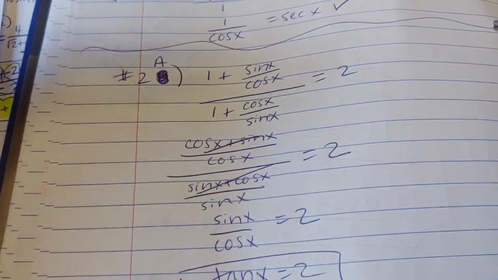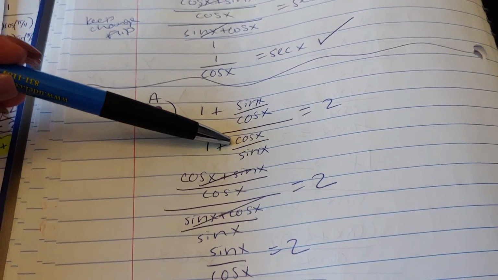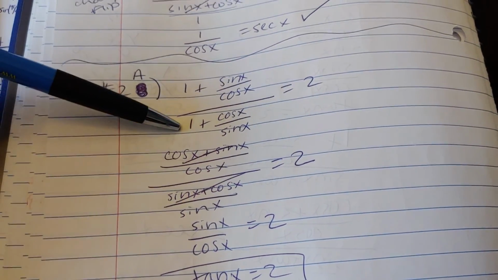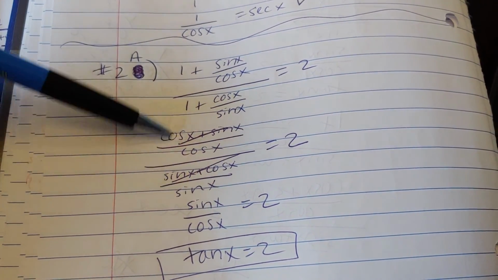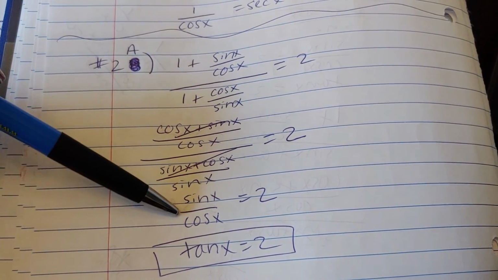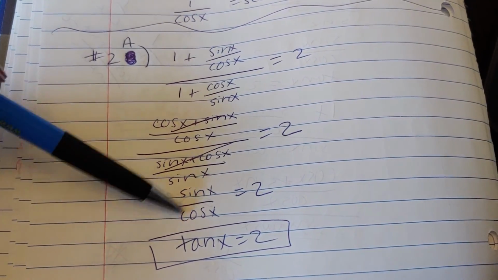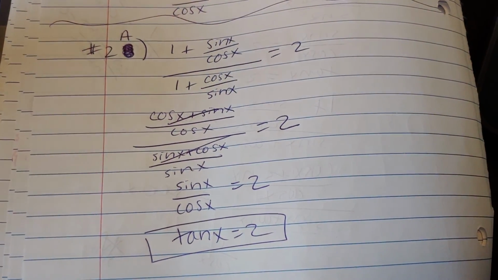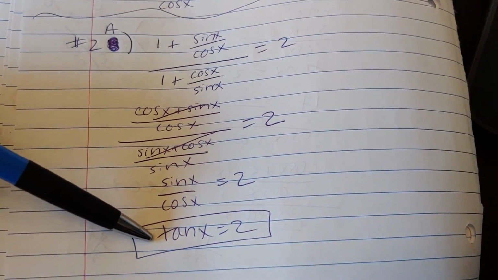So another way you could have done number 2a is by making tan what it is, make cotan what it is. Again, crossing out those, finding the common denominator, keep change flip, cross out the sine x plus cosine x. We end up getting sine x over cosine x equals 2, which of course is tan x equals 2. So either way, number 2a, we should have got tan x equals 2.